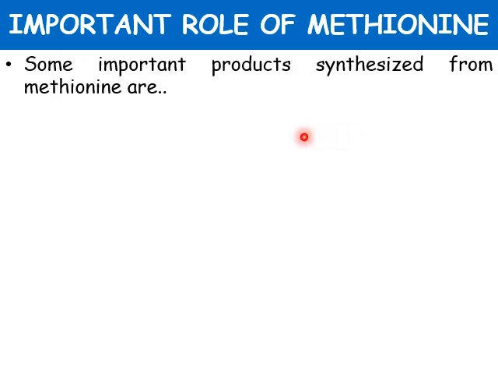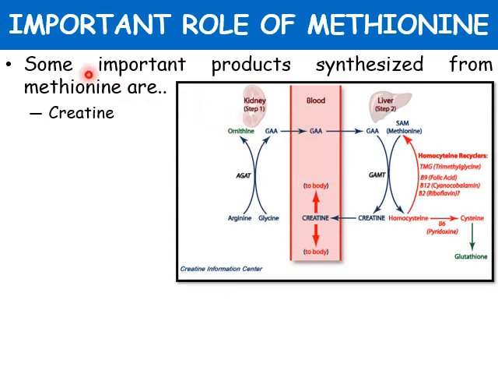So the first important product derived from methionine is creatine. We have seen in the previous video on glycine metabolism that creatine synthesis requires three amino acids: glycine, arginine, and methionine. Methionine in the form of S-adenosyl methionine donates its methyl group to guanidoacetic acid and forms creatine. Itself it gets converted into homocysteine. So the first thing synthesized from methionine is creatine.